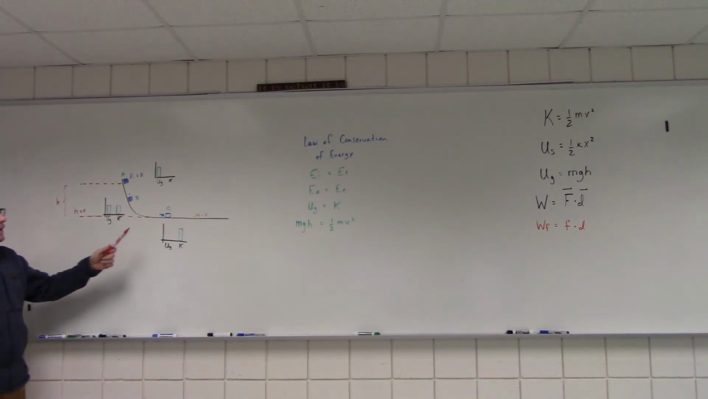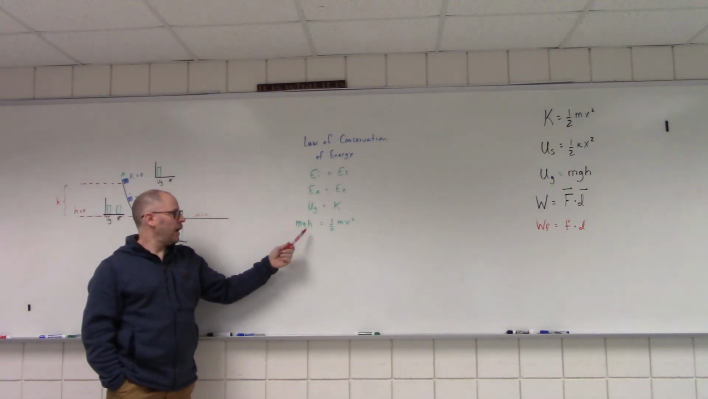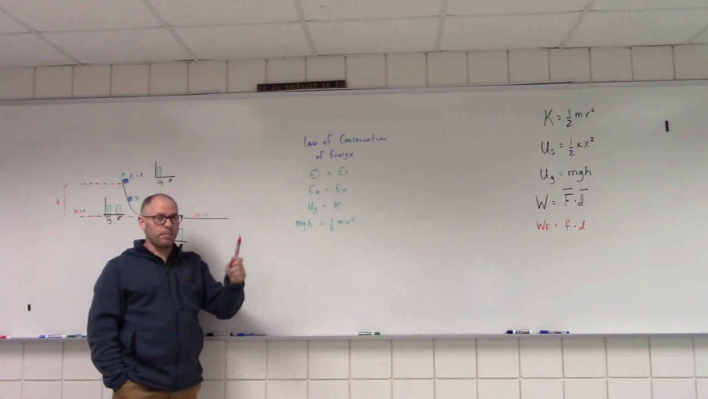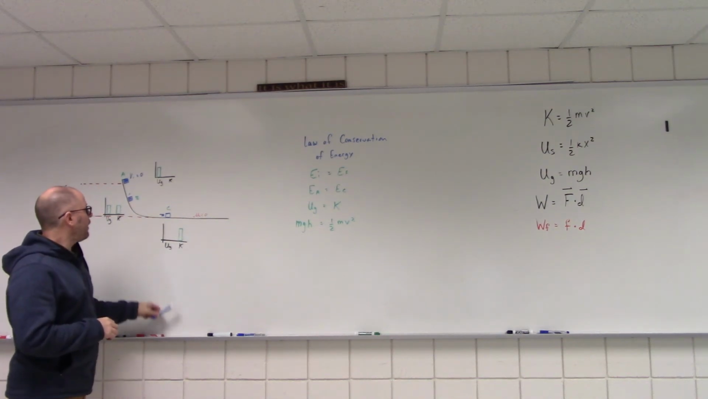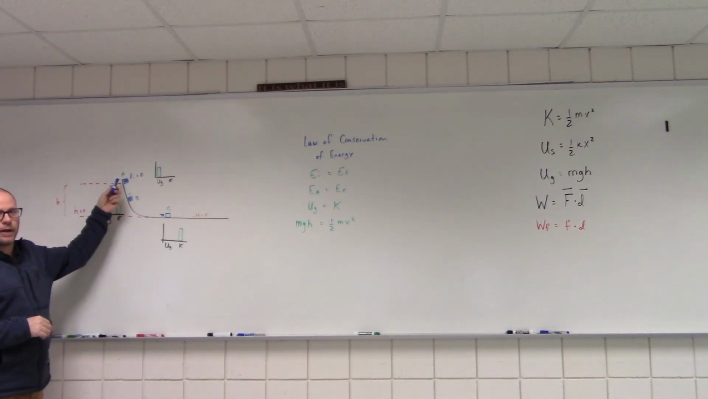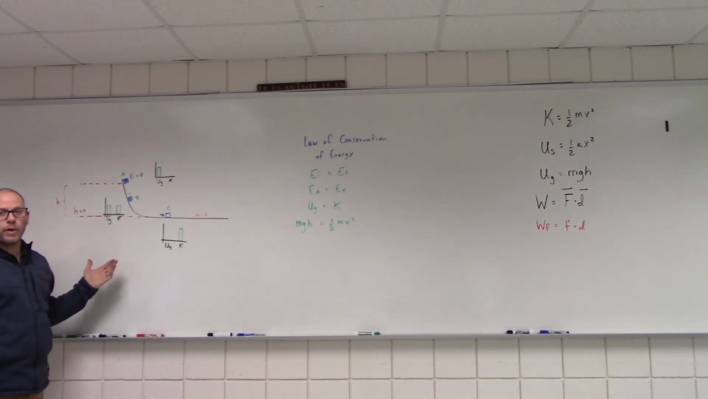What I like about this problem is this now gives me a sense of how to relate the speed at the bottom to the height that it was released from. But there's a sneaky thing in here, and the question is, if I put a block that was twice as massive here, how would the speed at the bottom differ? It's a great question, right?